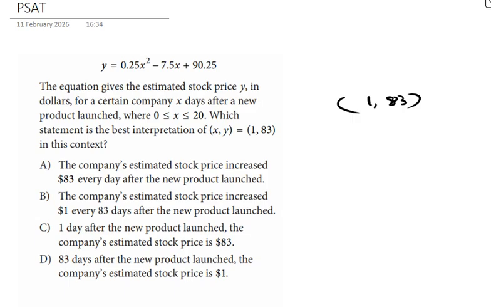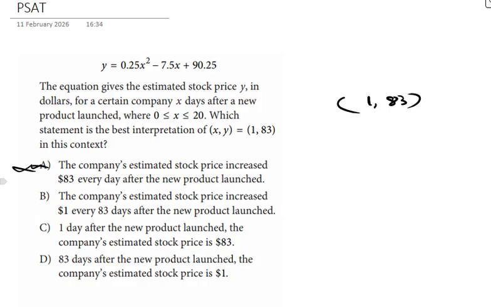So analyze each option. First, option A: the company's estimated stock price increased $83 every day after the new product launched. This is incorrect. Why? Because the point (1, 83) does not describe a rate of increase. It does not say the stock increases $83 per day. It only tells us the stock price on day 1. So option A is incorrect.